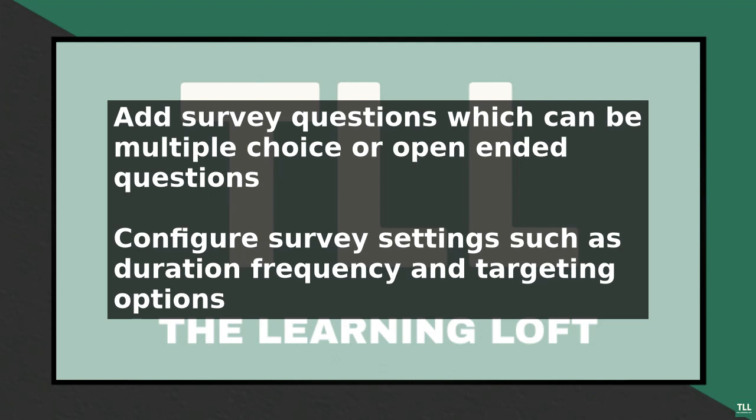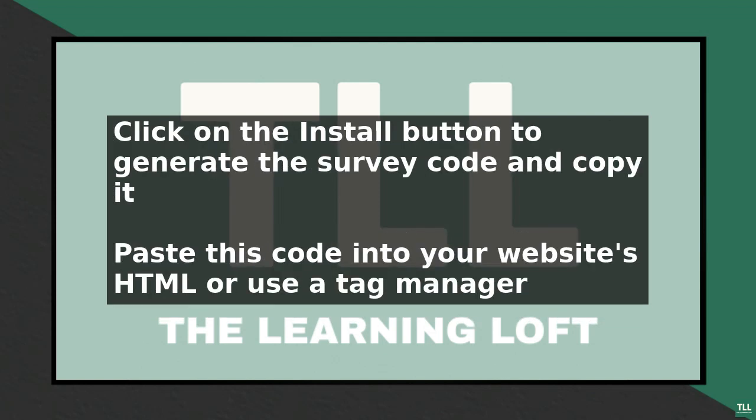Once your survey is set up, click on the Install button to generate the survey code. Copy and paste this code into your website's HTML. Or use a tag manager like Google Tag Manager to install the survey. Alternatively, you can use Hotjar's integrations with popular website builders like WordPress or Shopify.